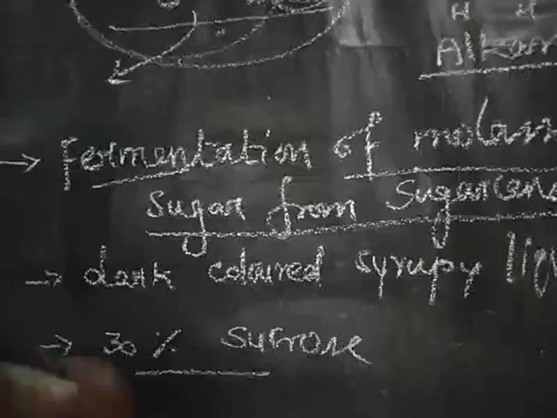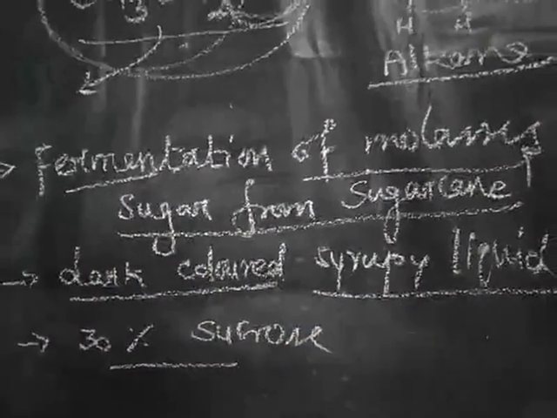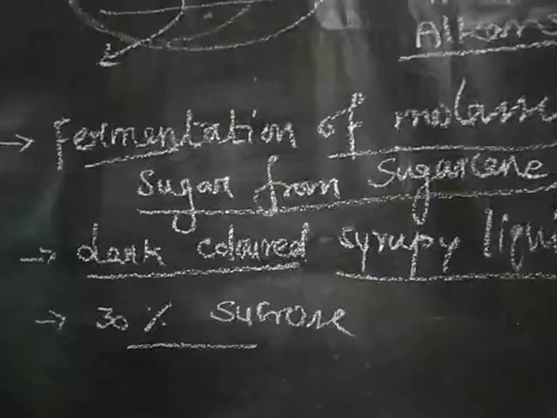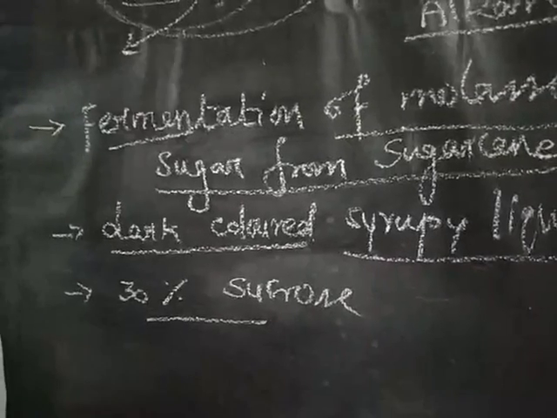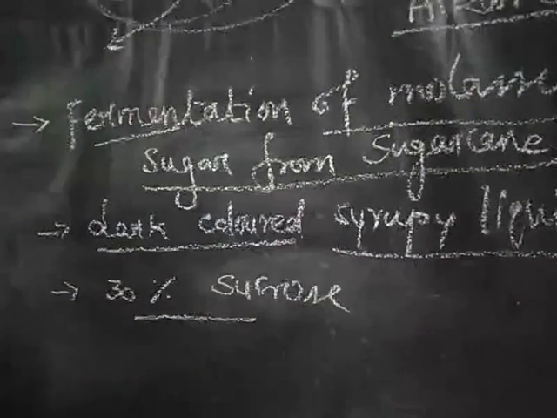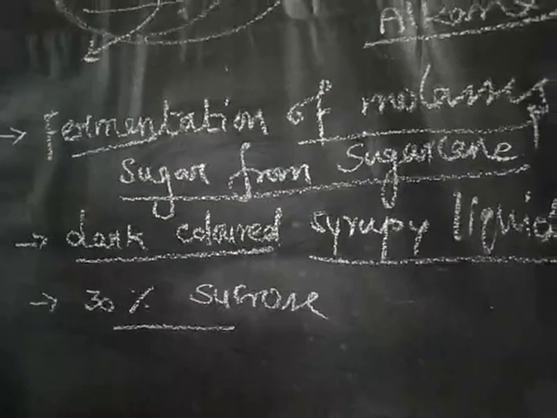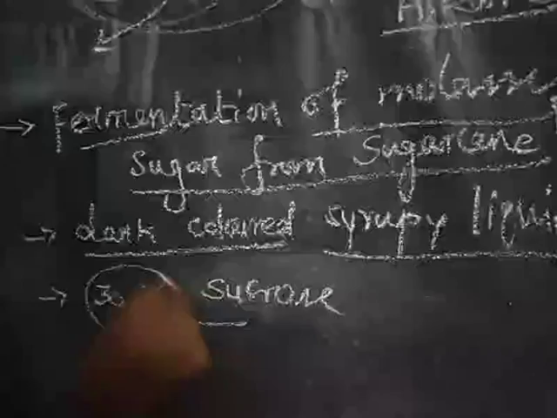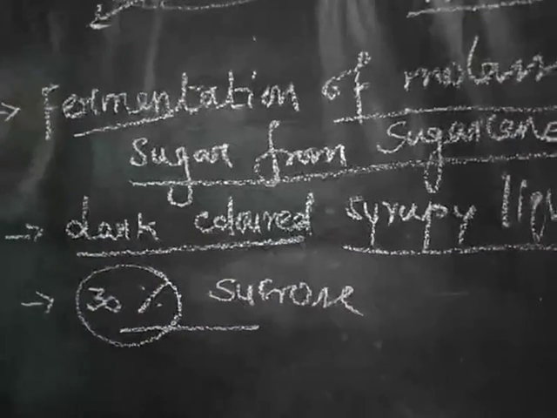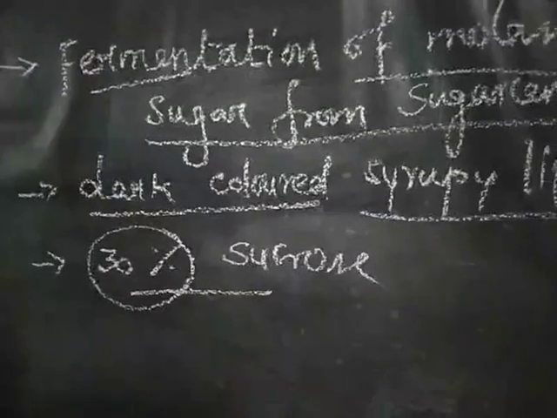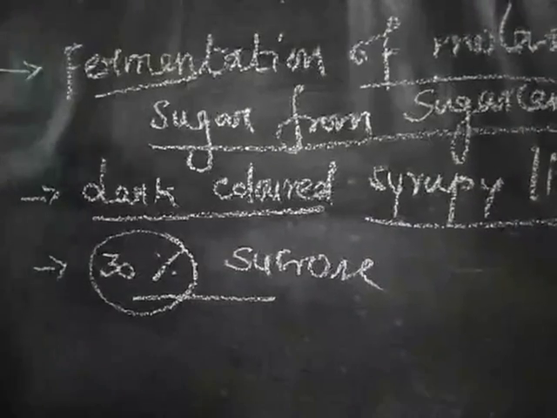What is the color of the molasses? Dark colored syrupy liquid, left after the crystallization of sugar from concentrated sugar cane juice. This molasses contains how much percentage of sucrose? About 30% of sucrose is available in molasses. From that we have to extract the ethanol, utilizing various chemical processes. So what are the processes we utilize to convert sucrose into ethanol?